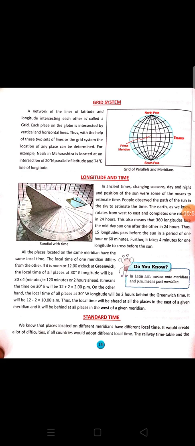India lies between 68 degrees 7 minutes east and 97 degrees 25 minutes east longitude. Think about the problems the people of India would face if they followed different local times. The difference between 68 degrees 7 minutes east and 97 degrees 25 minutes east is about 29 degrees, so the time would differ by about 2 hours.